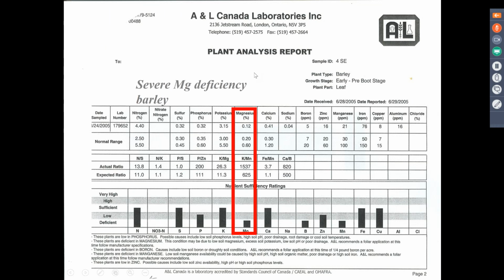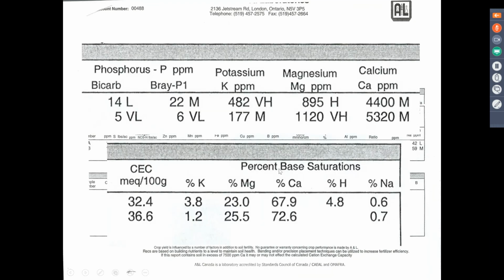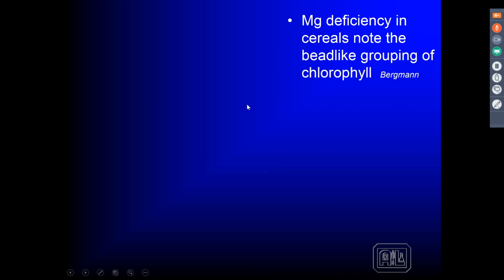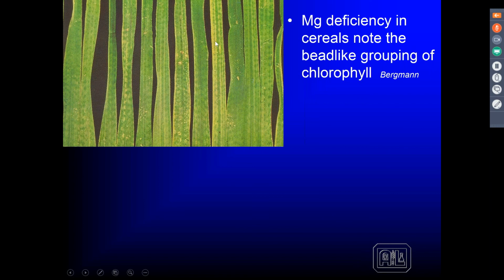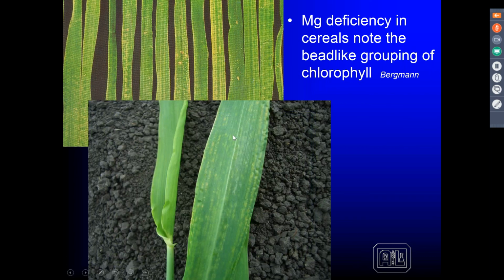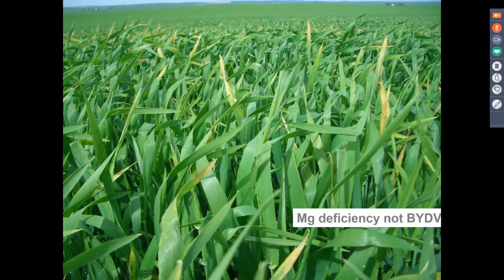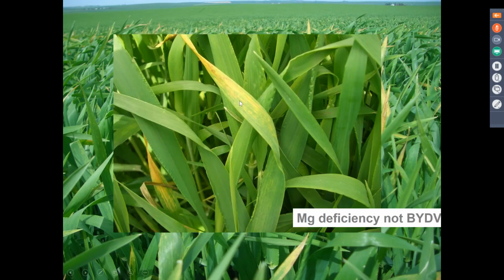Here again, high mag soil, over 20% saturation in that soil. This is what the crop looks like. You see this bleaching of the chlorophyll. This is magnesium deficiency in cereals, and that's what it looks like as it gets very severe. A lot of people mistake magnesium deficiency for barley yellow dwarf virus. This is actually magnesium deficiency. This is what BYDV looks like alongside magnesium deficiency, so they can be easily mistaken.